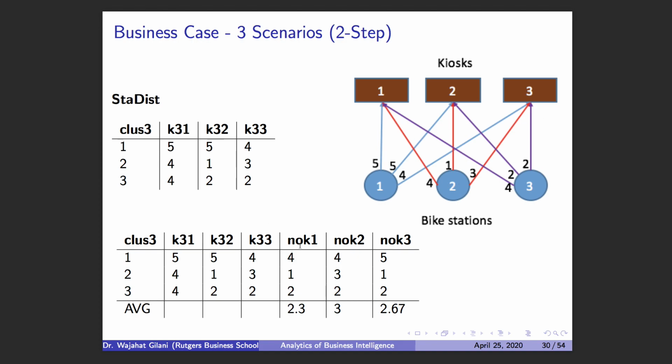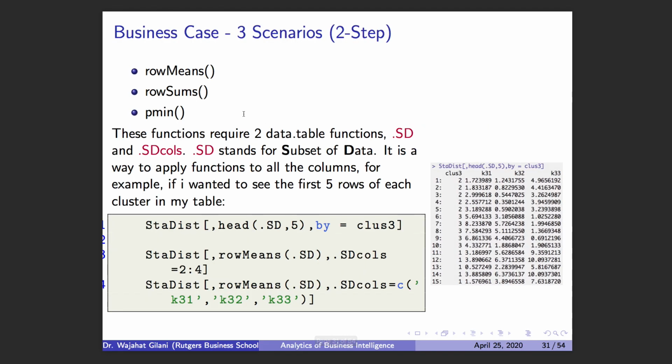What we're going to do is create 3 new columns called no K1, in other words, no kiosk 1, no kiosk 2, and no kiosk 3. And then we're going to figure out in a situation where there's no kiosk 1, well, what's your minimum distance? No kiosk 2, what's your minimum distance? And no kiosk 3, what's your minimum distance? And we're going to do it for each bike station. And then we're going to calculate the averages. All right? Really straightforward.